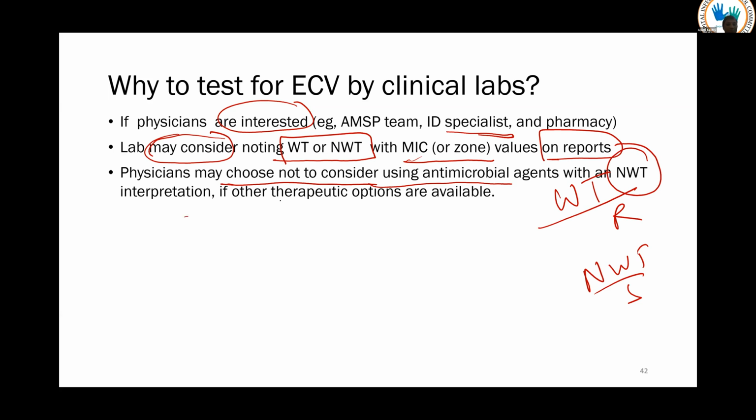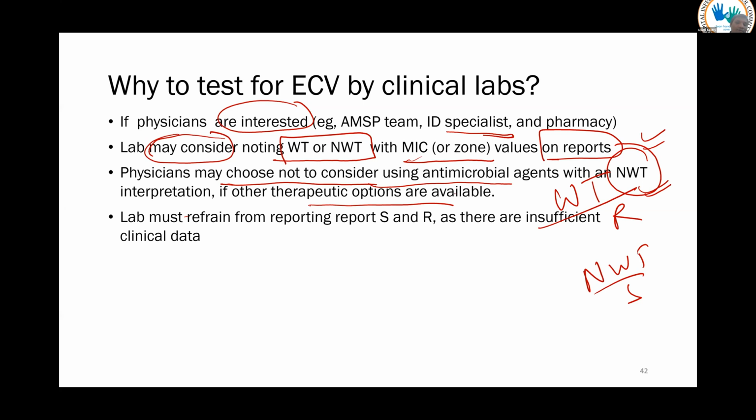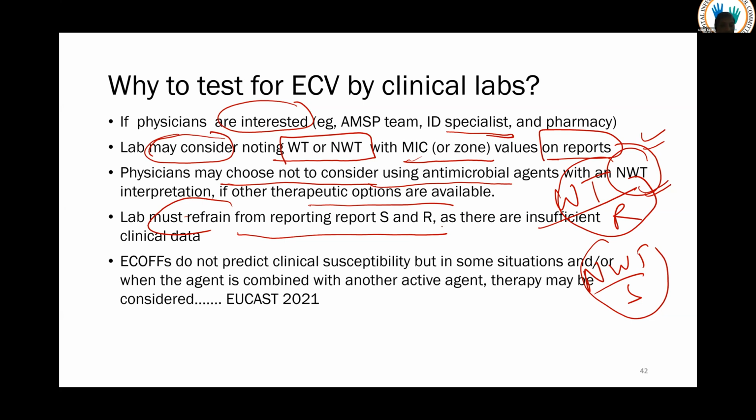If a drug has an NWT result, a non-wild type result, then at least the clinician will not choose phosphomycin to treat Pseudomonas infection if other therapeutic options are available. If no other therapeutic options are available, then it is their choice, but the lab should not tell them that WT is S and NWT is R. That should not be done. The lab must refrain from reporting S and R results, as there is no clinical data available.